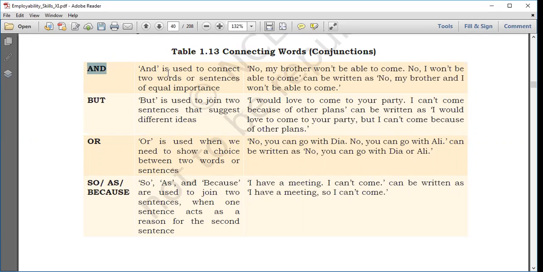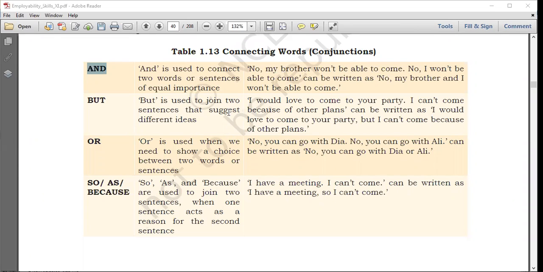Like, and is used to connect two or more sentences of equal importance. For example, if you say, my brother won't be able to come, no, I won't be able to come, it can be written as, my brother and I won't be able to come, right? So instead of writing two sentences, we can combine them with this and word. So this and is the connecting word, the conjunction here. Instead of writing these two sentences, we can write only one, where we can combine both the subjects with the help of this and keyword.